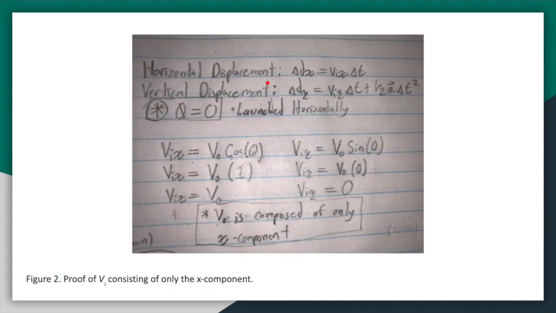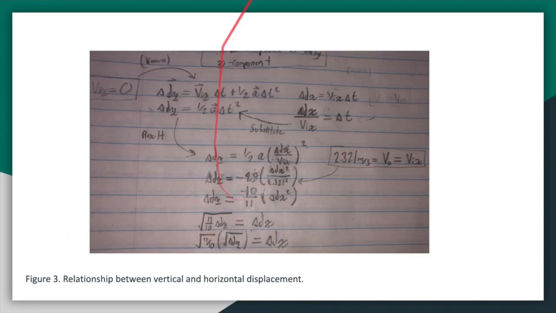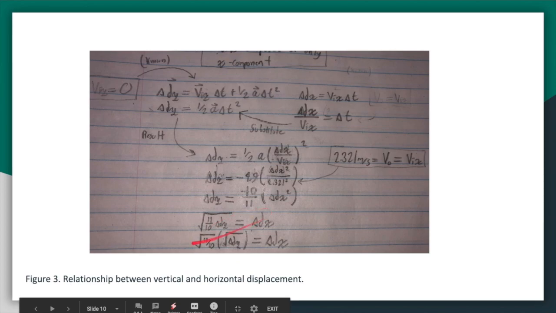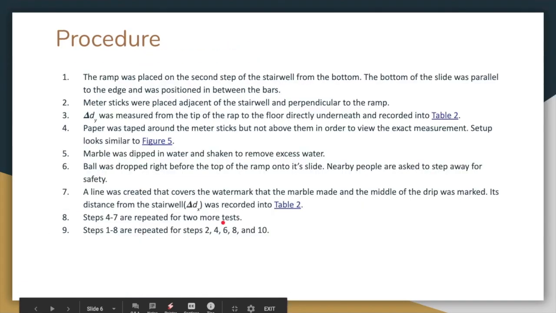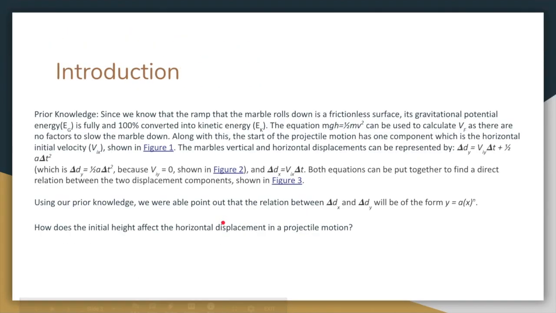This next slide over here shows that vertical velocity is 0, and this slide over here shows the equation derived from these two, from finding the vertical and horizontal displacements. So it's this equation right here. So we're able to find out that the relation between these two will be in the form y equals ax to the power of n.